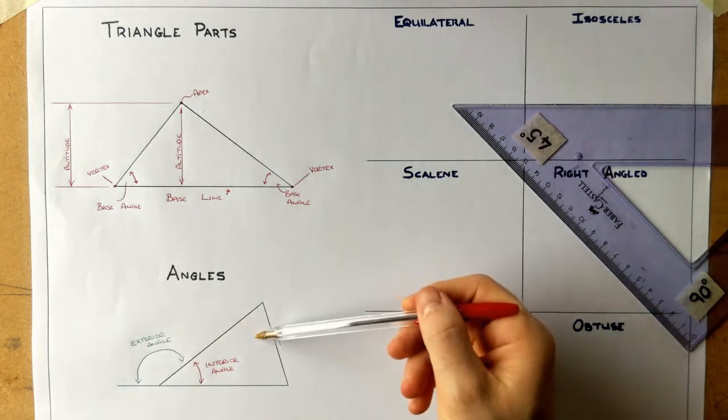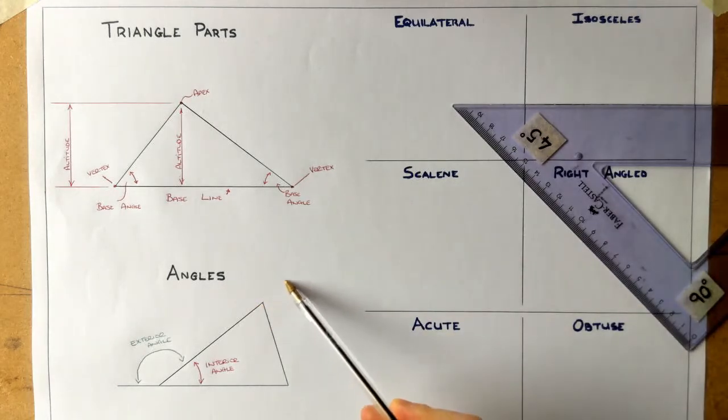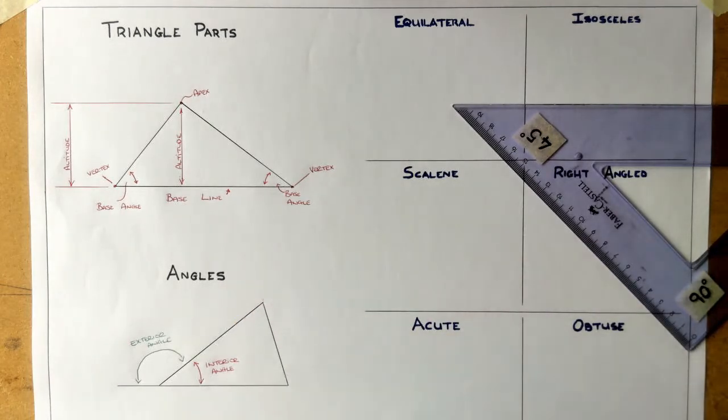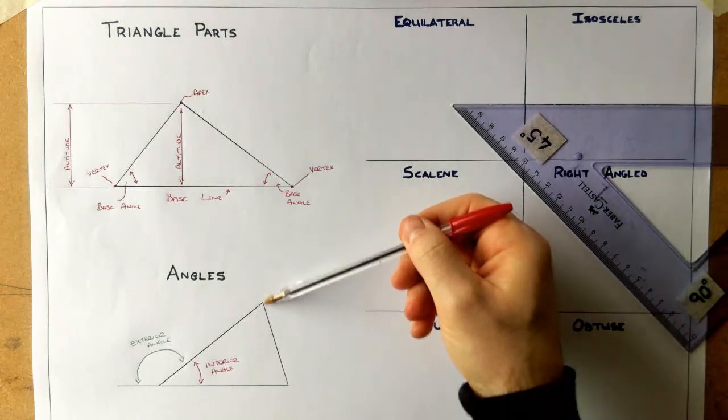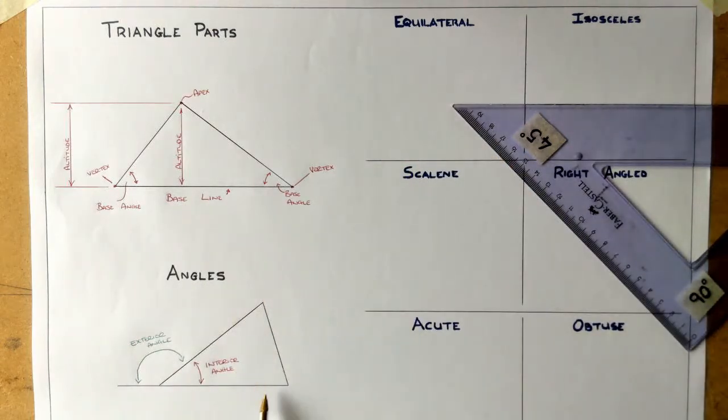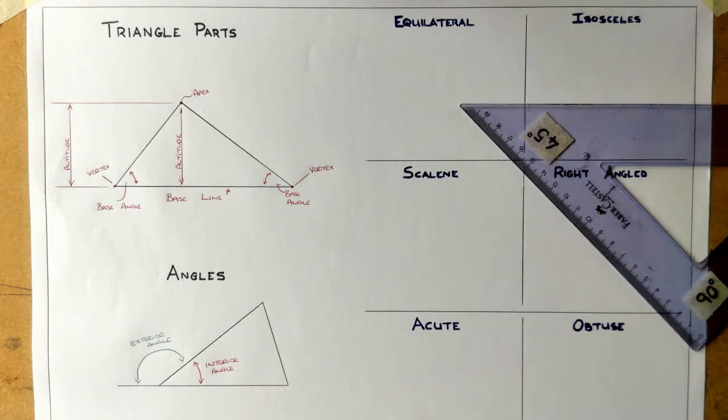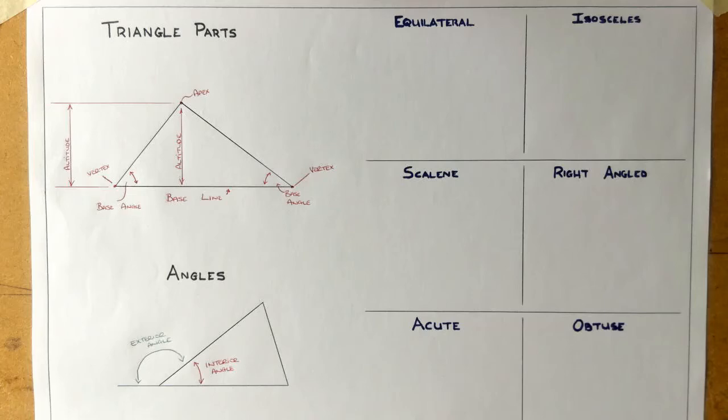Inside here, you have an interior angle. If I was to extend this line here, I would have an exterior angle, and so forth, okay? Or actually, it would be along here, apologies, okay? And the exact same here, if I was to extend this line out, I'd have an interior angle and an exterior angle.